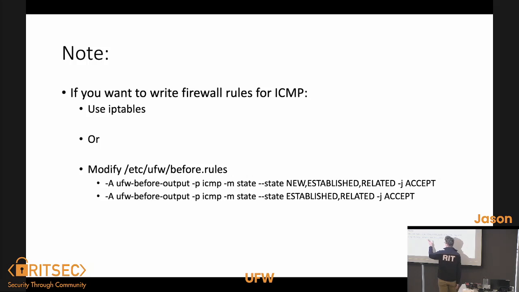Yeah, so we're matching on new, established, and related state. That will allow you to send out ICMP requests and get echo replies back in. And then this tag -j stands for jump. So we're jumping to accept, and we can also jump to deny or reject. That's kind of how iptables works. And then -A stands for add/append. So we're adding it to this chain, which is right here, and that's where it's going.